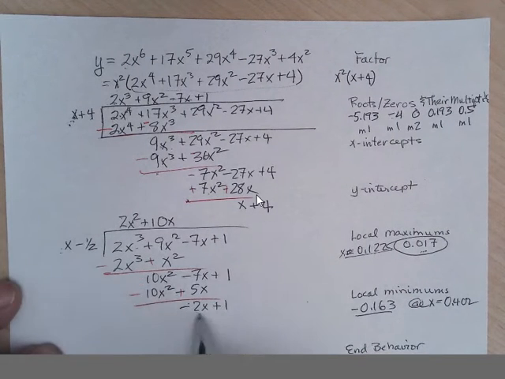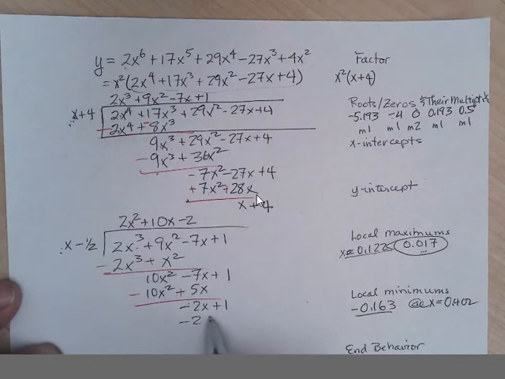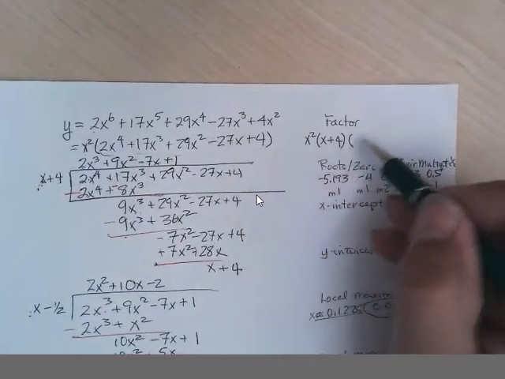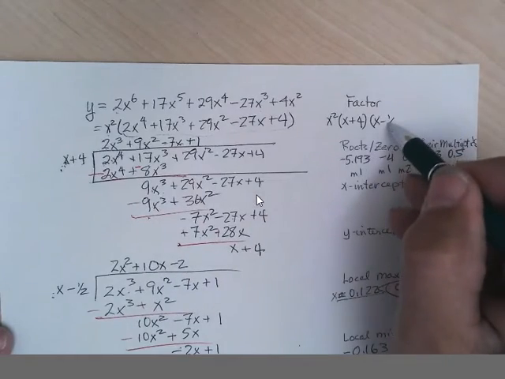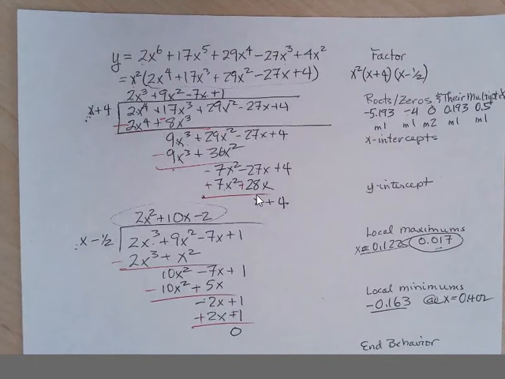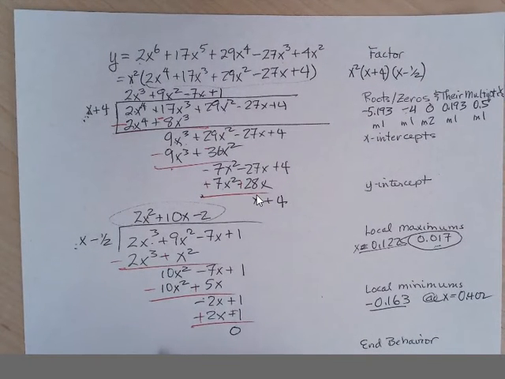And multiply by negative 2 times x makes negative 2x. Negative 2 times negative half is plus 1. Draw the line, change the signs, add, and I get 0. So that goes in evenly. So another factor is x minus 1/2. And I have this left, which is a quadratic. It doesn't appear to factor normally, so I would use the quadratic formula.